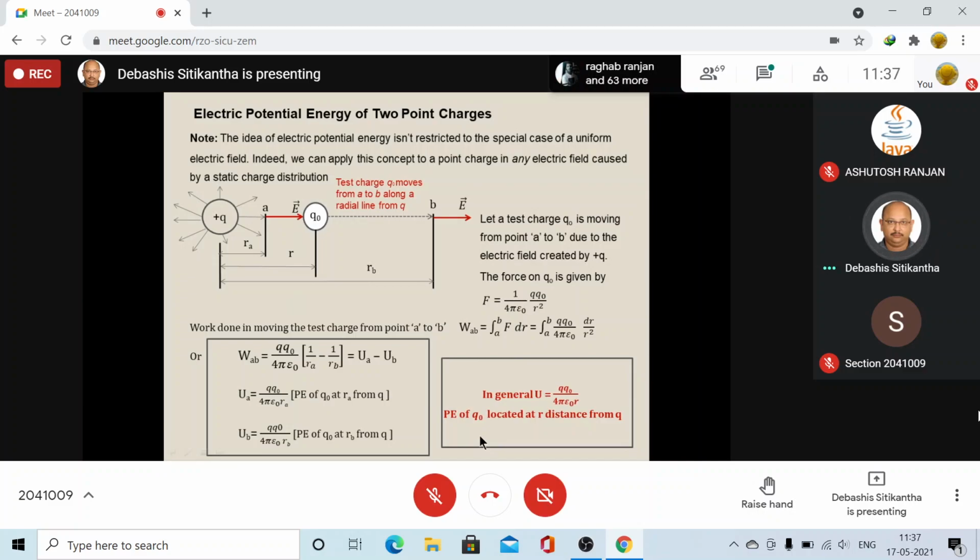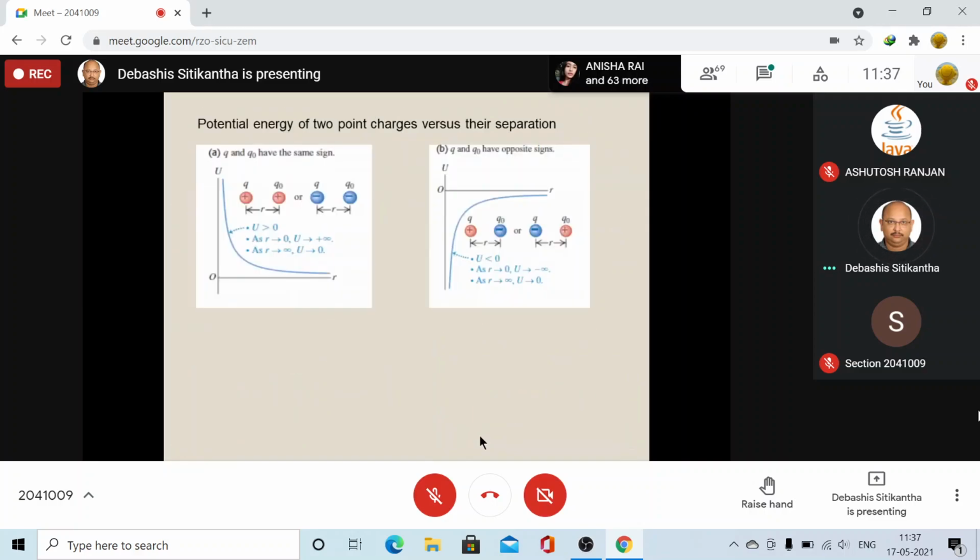Small q is nothing but the source of the electric field. Q0 is the test charge which we brought in order to find the electric potential, divided by 4 pi epsilon 0 into R, where R is the distance between the test charge and the source of the electric field. So over here, I have explained to you the relationship between the 2-point charges and the potential energy.